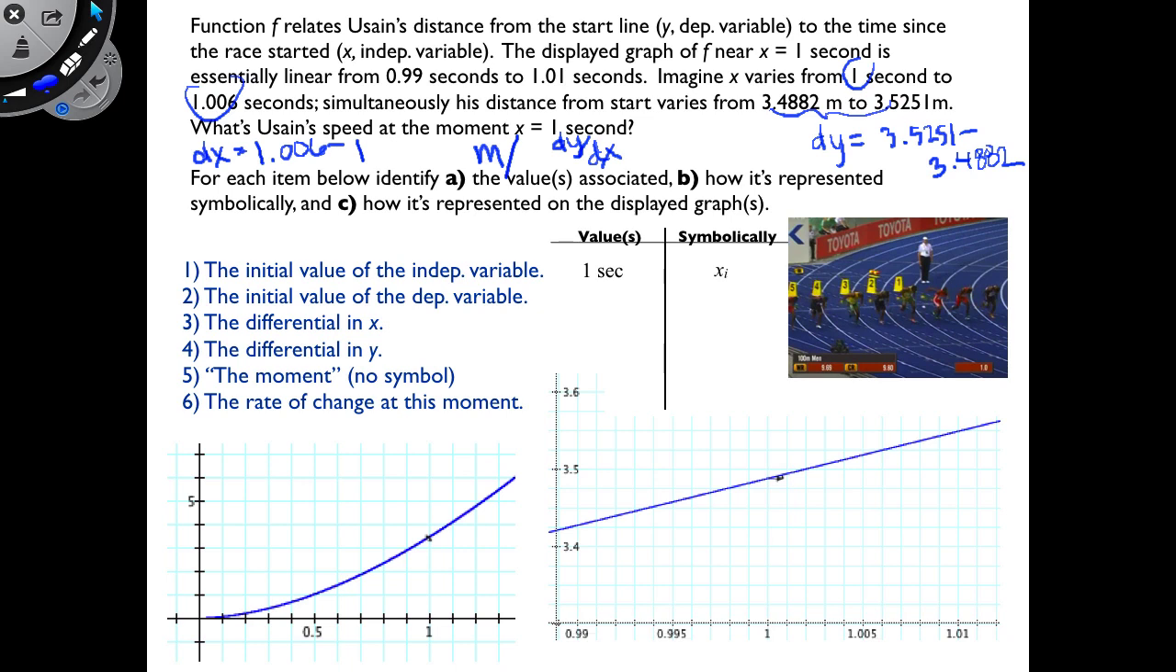Symbolically, it's xi. So see if you can go through and do the same for 2 through 6. No, there's not a symbol for what a moment is. See if you can figure out for this situation, where I did some computations and wrote a few symbols up above. But think about values, think about symbols that we use for these. Let's see what you can get. I think you know them.